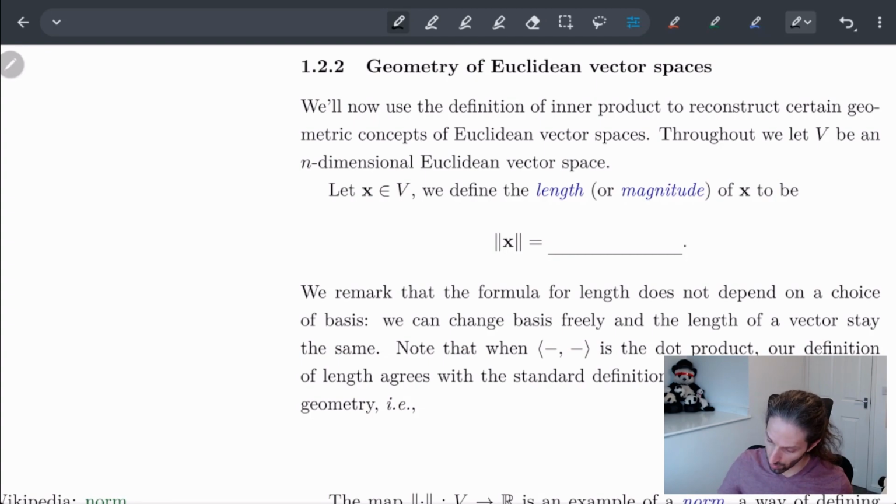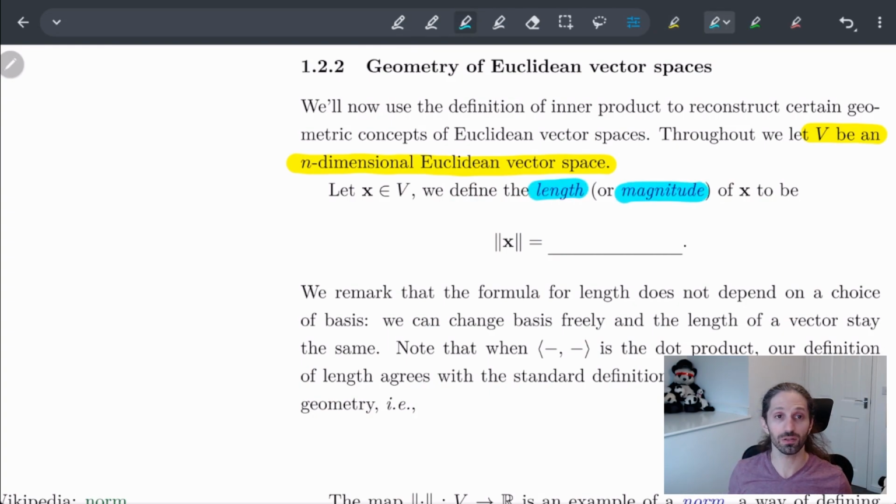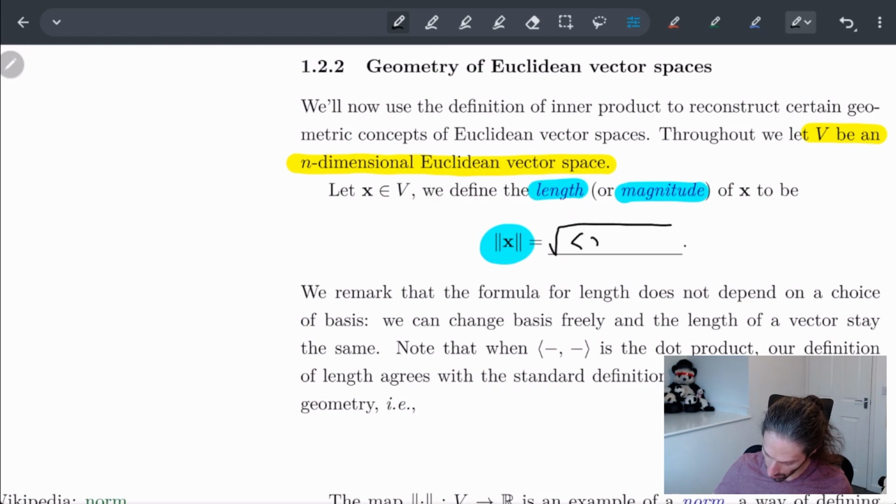Note that we are assuming that V is an n-dimensional Euclidean vector space, and we're assuming that throughout the whole thing. So first, how do we define length, also known as magnitude? We're going to let it be this notation. This is the length or magnitude, and it's going to be the square root of the inner product.